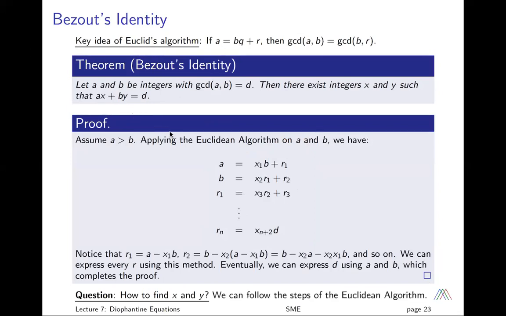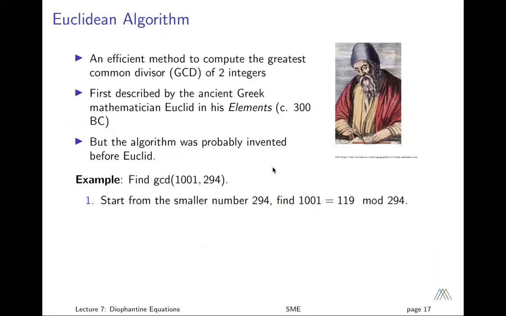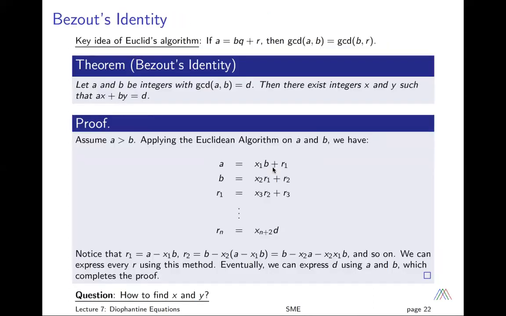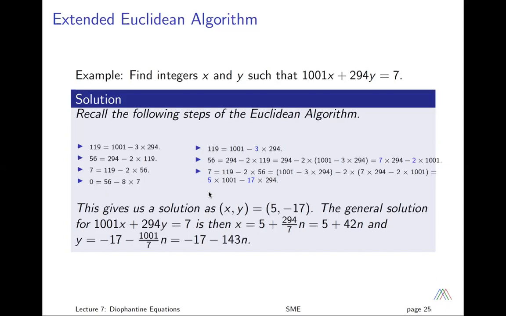So how do we find this x and y? Like the problem here, how do we find the x here and the y here? What we would do is follow the steps listed in the proof. Let's use 1001x plus 294y equals 7. First we see these were the steps of the Euclidean algorithm that we had.